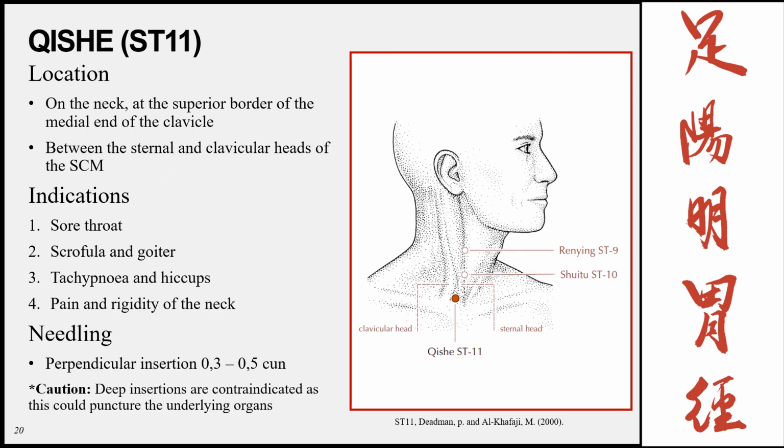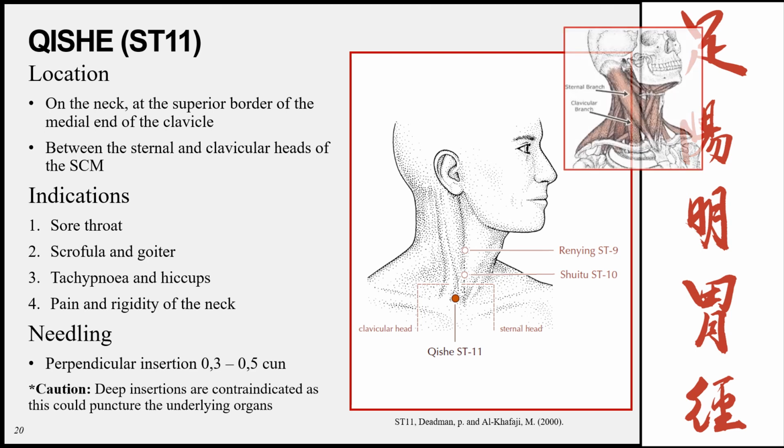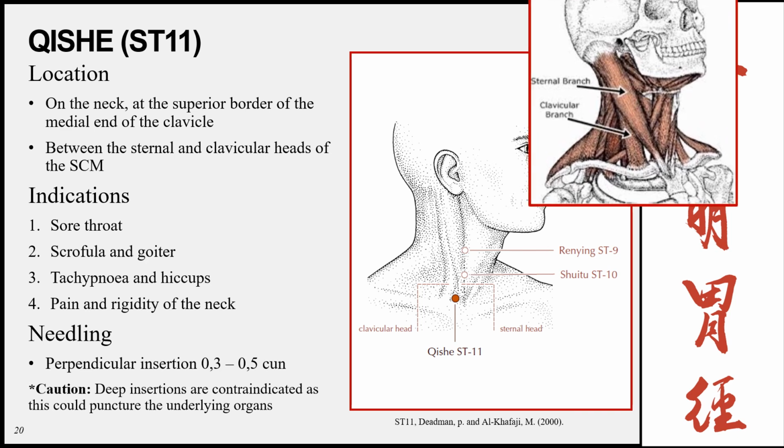The next point is qi she, stomach 11. This point is also on the neck, at the superior border of the medial end of the clavicle. So what you can do is locate the clavicle and find its medial border over here. It's normally around this region. And then you've got to go just superior to this. And if you are in the right location, you should be between the sternal and clavicular heads of the sternocleidomastoid.